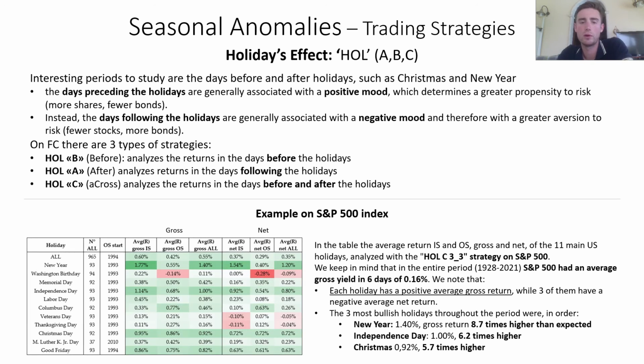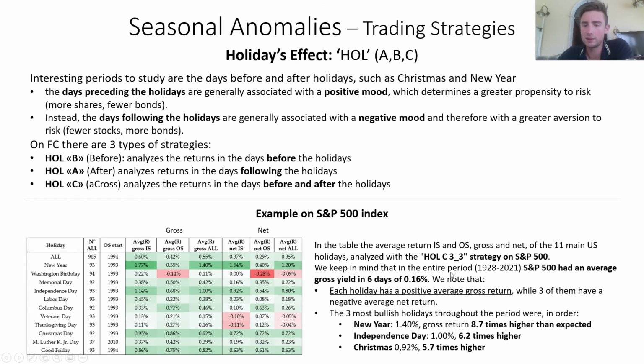Here is an example on S&P 500. In the table there is the average return in the in-sample and out-of-sample period, gross and net, meaning without trading costs and after trading costs, of the main 11 US holidays, analyzed with the HOL C33 strategy on S&P 500, meaning that it buys 3 days before the holiday and sells 3 trading days after the holiday on closing price.